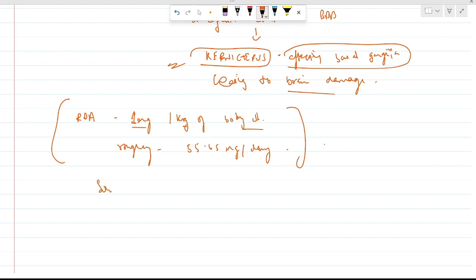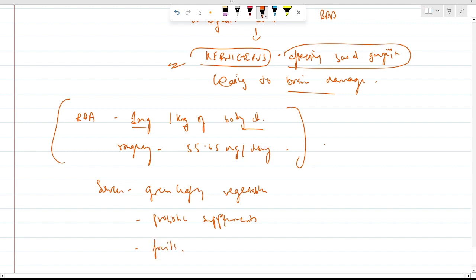So sources, if you are going to see, there are green leafy vegetables, some probiotic supplements which enhance the gut bacterial flora, fruits, legumes, yeast, etc. These are some of the sources of vitamin K.